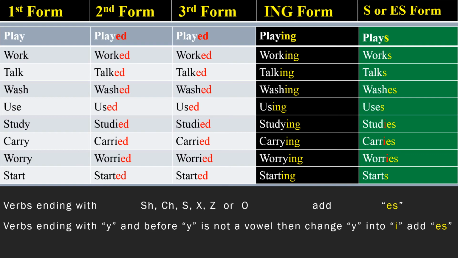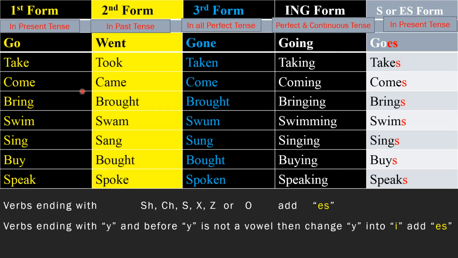Now, what is the next? That is the irregular verbs. Irregular verbs are the verbs that have different second and third forms. So it is go, went, gone, take, took, taken, come, came, come, bring, brought, brought, swim, swam, swam. If you look at all these, the first form is different, the second is different, the third is different. So that's why these are called irregular verbs. Now, the way we add ing or the way we add s or es with them is the same with regular and irregular verbs. There is no change, right?